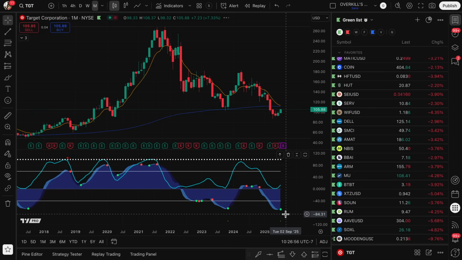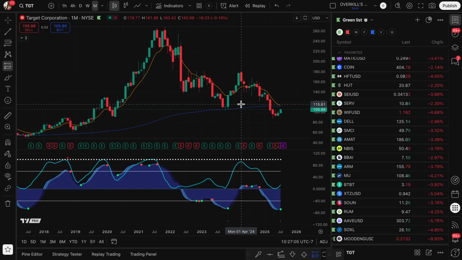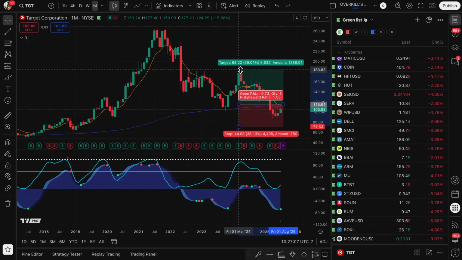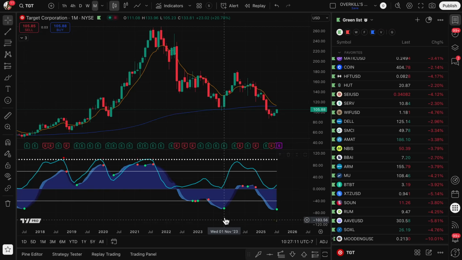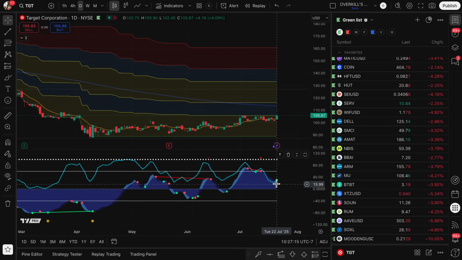We got the monthly green dot. The last time we got a monthly green dot was all the way back down here in November of 2023 at 115. It went all the way up to 180 over the next 6 months. Okay, that was a 59, 60% trade right there for Target. Again, that was right there off the signal. Boom. Okay, so right now we'd be entering here Target, right?